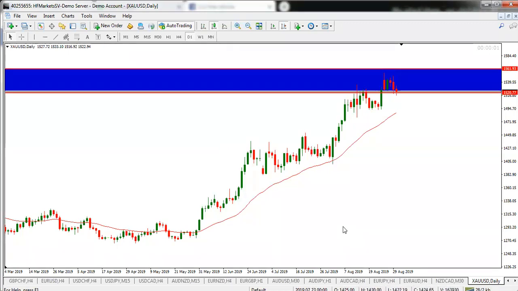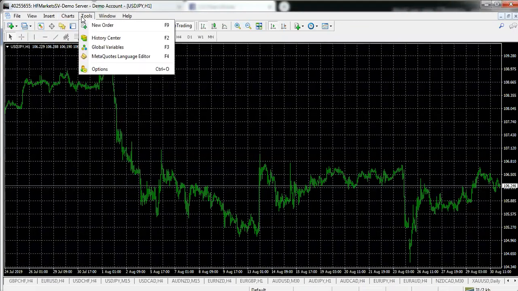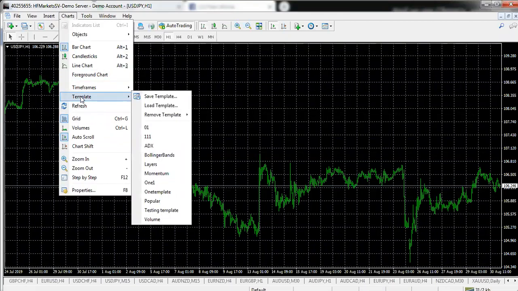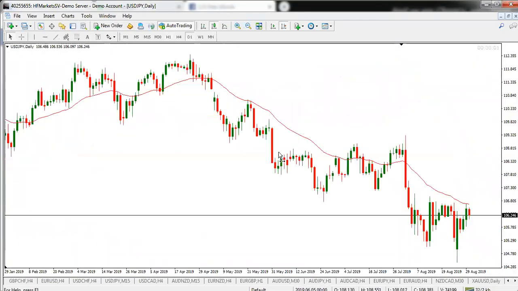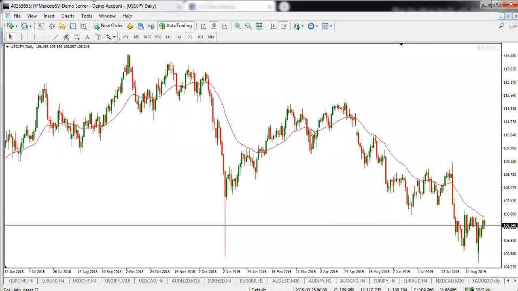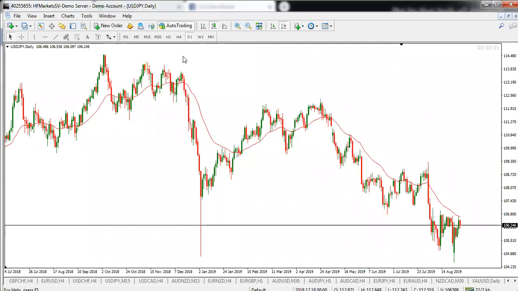So let me look for another pair that we drop, so that if somebody here said USD JPY, let me not use the one I have here. Let me open another USD JPY. So this is USD JPY, and I'm on the daily time frame. So what can we see here?